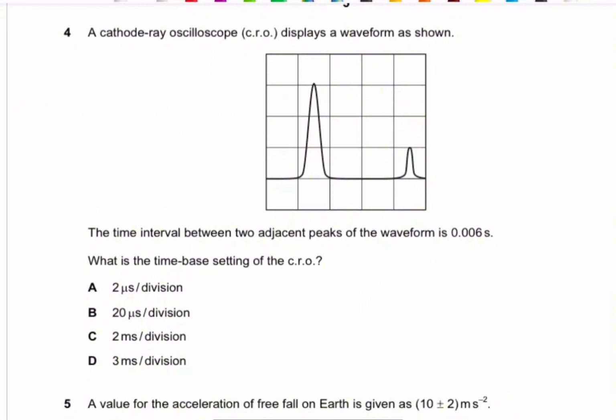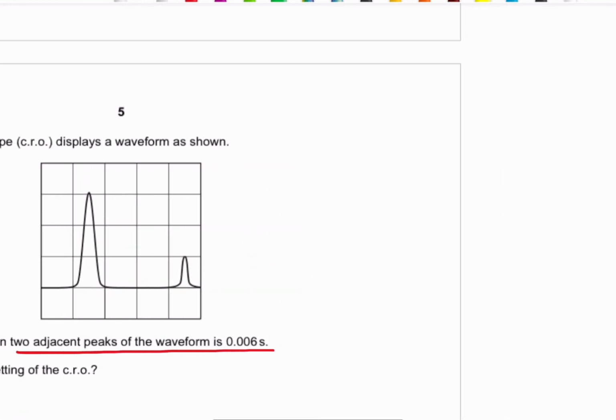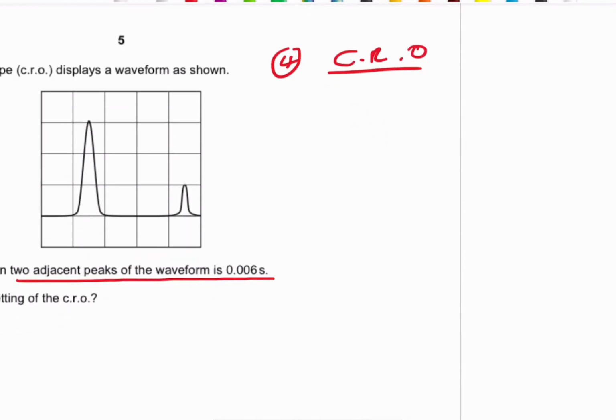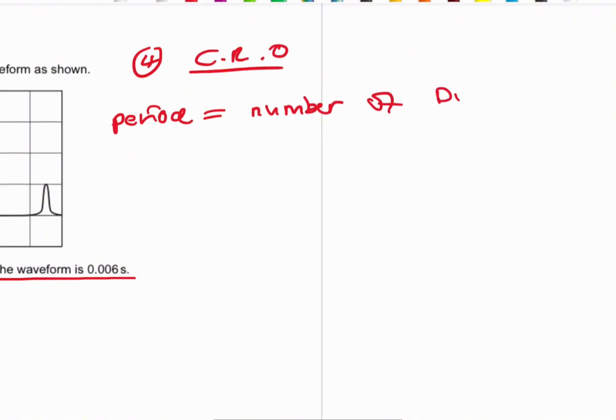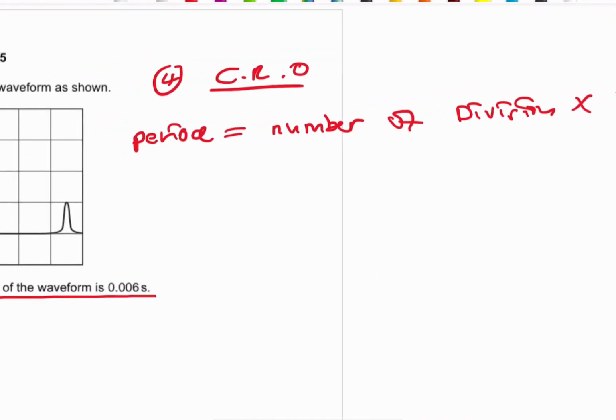We'll be given a cathode ray oscilloscope which displays a waveform. The time interval between two adjacent peaks is going to be 0.006, okay? And you've been asked to find the time-based setting of the cathode ray oscilloscope. So question 4 is basically a cathode ray oscilloscope question. For a cathode ray oscilloscope question, we basically know that the period is going to be equivalent to the number of divisions multiplied by the time-based setting. So if you want to find the time-based setting, it's going to be your period divided by the number of divisions.